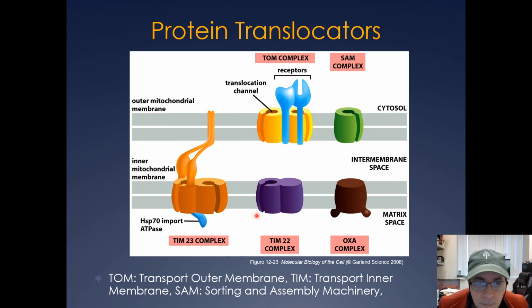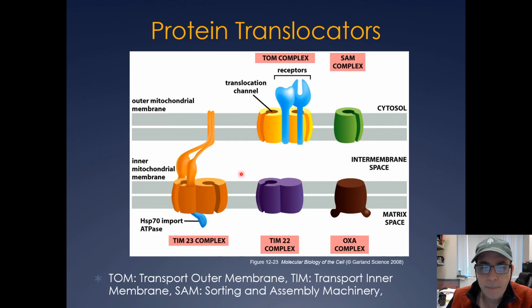And here are the proteins that basically do it, somewhat similar to what happens in the endoplasmic reticulum in translocation, but also significantly more complicated. But it's a little easier to remember if you realize that the names have great acronyms. So there's the TOM complex, which is transport outer membrane. Okay, and that has the receptor that's going to recognize the mitochondrial import sequence, and then there's a translocation channel. There's also the SAM complex over here, which is sorting and assembly machinery, SAM.